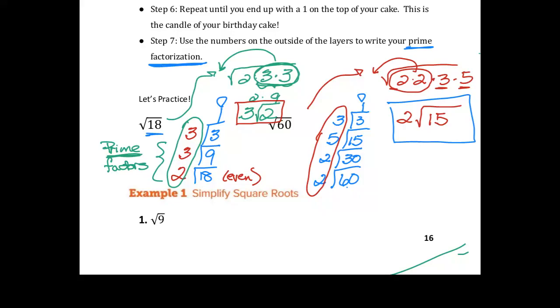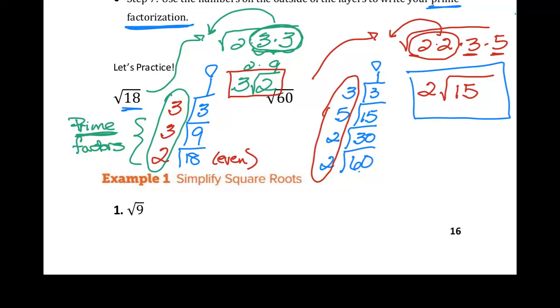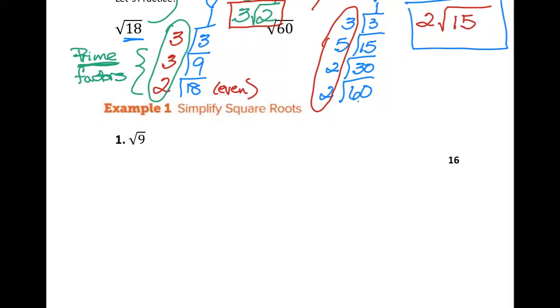Okay? Let's look at the next one. Square root of 9. Now, maybe you know already that that's a perfect square. Maybe you don't. Let's do it using the cake method. Okay? So, start on the bottom layer. Hey, can I divide this by 9? Is that a prime number? No, because 3 times 3 is 9. So you always have to make sure you are only dividing by prime numbers.